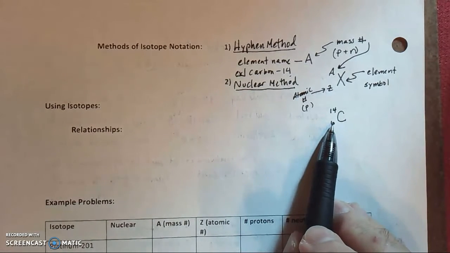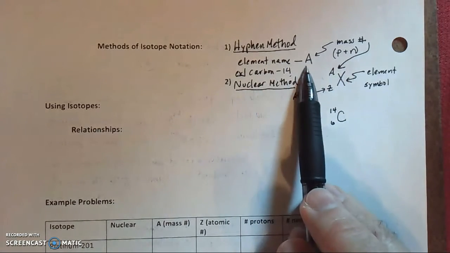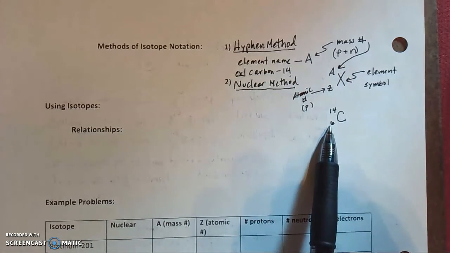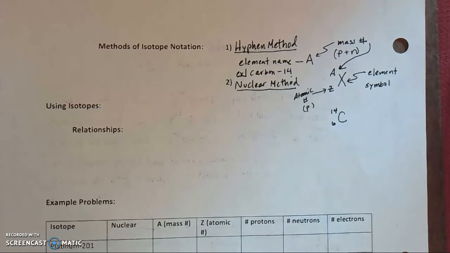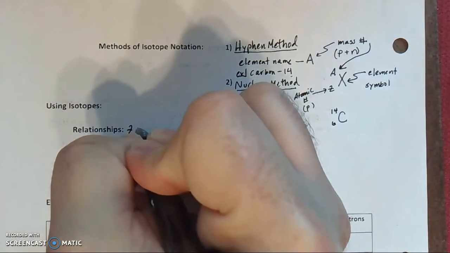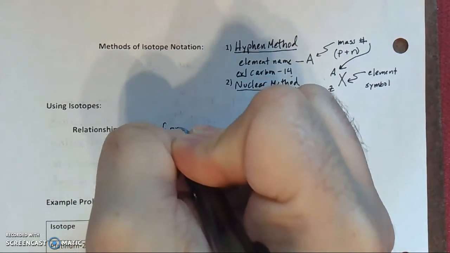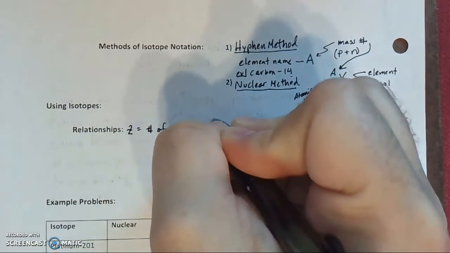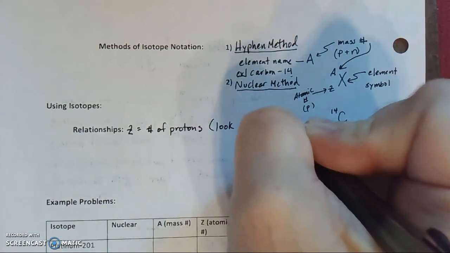So we're going to be able to use either one of these notations, the element name dash A or the nuclear method, to complete information about how many subatomic particles there are. So we have relationships among all of these things. So we know that Z, our Z number, is the number of protons. And we look that up on the periodic table.